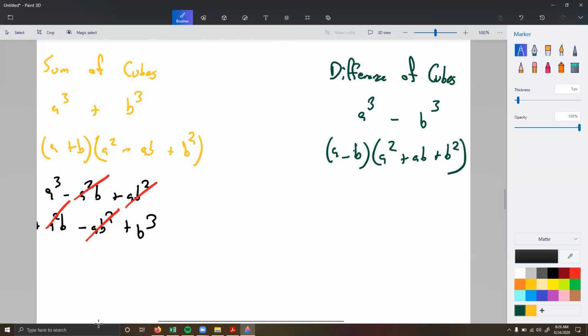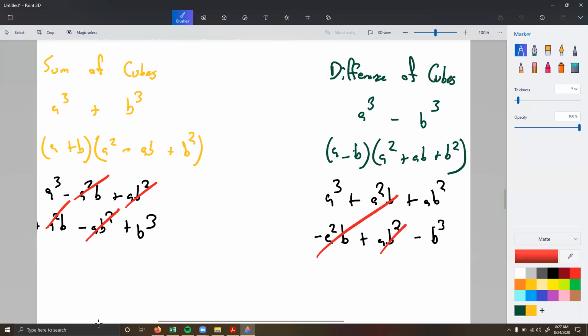And then once again, if I go about multiplying this all out, a cubed plus a squared b plus ab squared minus a squared b plus ab squared minus b cubed. And would you look at that? So there we go. It works.